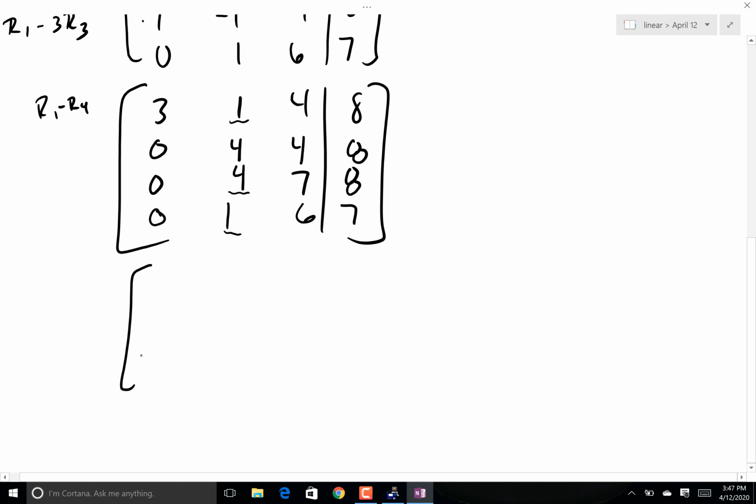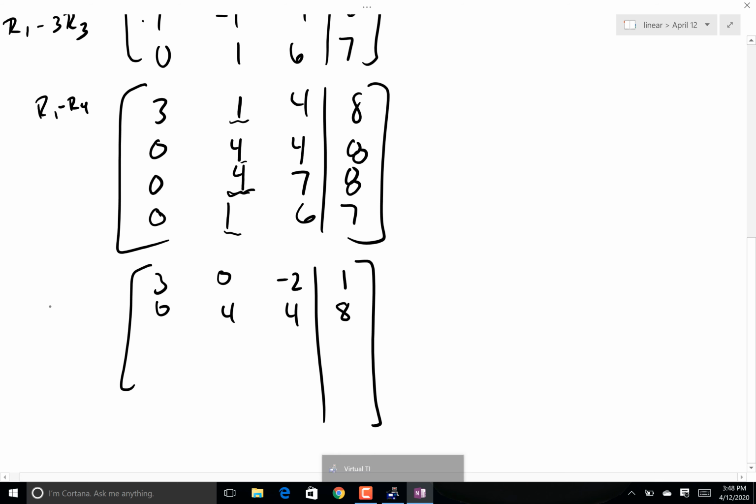So that's going to give me 3 minus 0 is 3. 1 minus 1 is 0. 4 minus 6 is negative 2. 8 minus 7 is 1. Again, I want that one to stay put, so I'm not going to fool with this row. But this one I'd like to go away, so I'm going to take R2 minus R3.